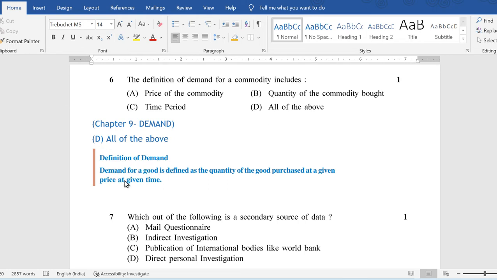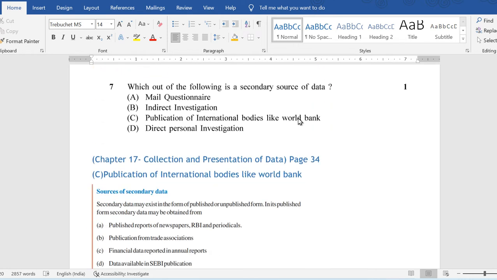If you look at the definition, the demand for a good is defined as the quantity of the good purchased at a given price and at a given time. So all the 3 options are here. The correct option is option D, that is all of the above.